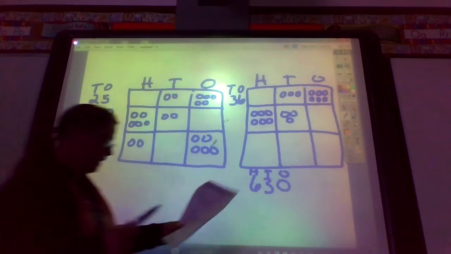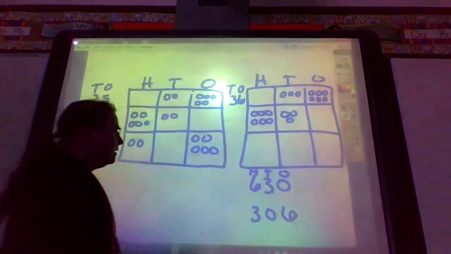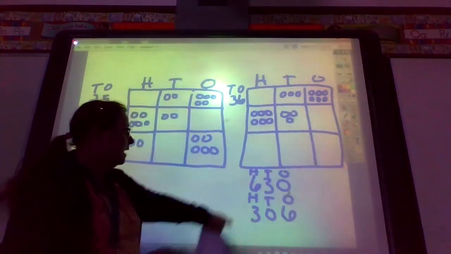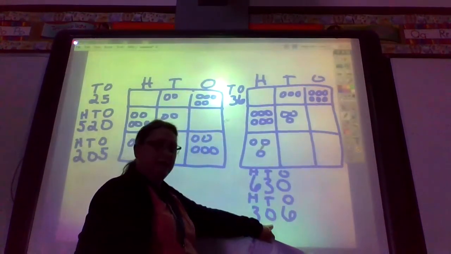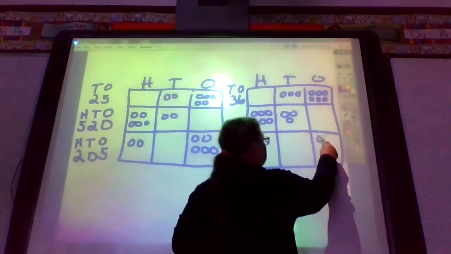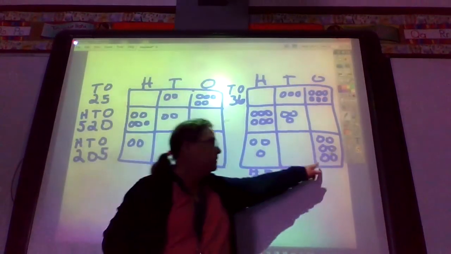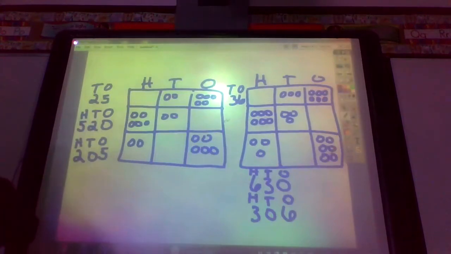Let's do one more on the other side. We're going to do 306. Okay, let's label. Hundreds, tens, ones. How many hundreds? 3. 1, 2, 3. How many tens? 0. Not going to put anything there. How many ones? 6. 1, 2, 3, 4, 5, 6. And this reads 306. Just like that. 306. Okay, great job.